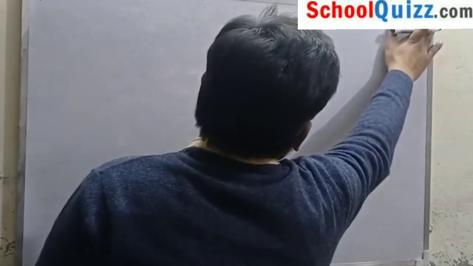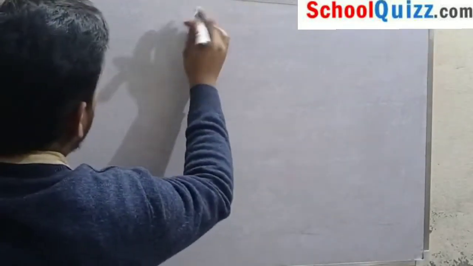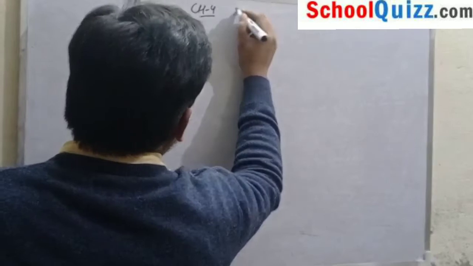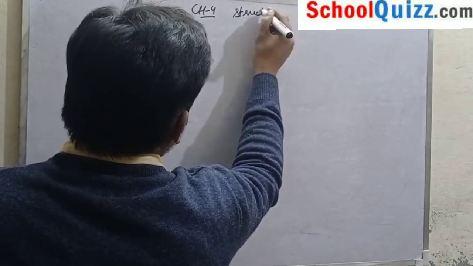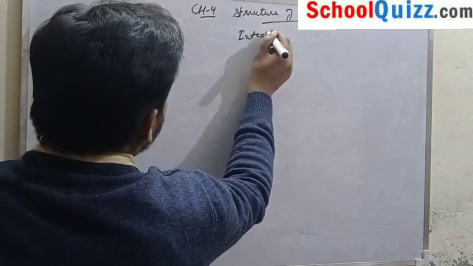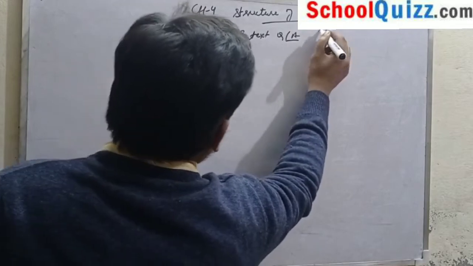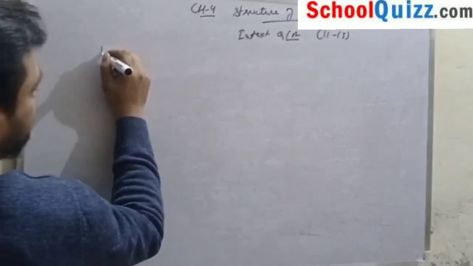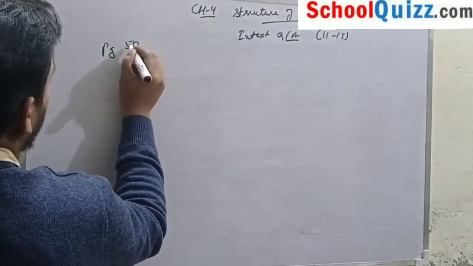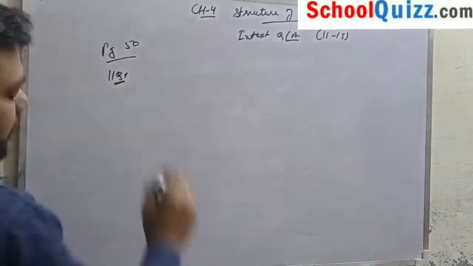And as we have started now with our blue questions of chapter 4, we have discussed almost 10 in-text questions. So in this video we will discuss the rest of the 5 in-text questions of chapter number 4, structure of atom. We will discuss questions 11 to 15. First of all, we will discuss two blue questions of page number 50. So we will mark it as question number 11.